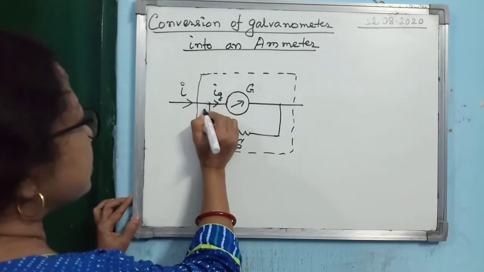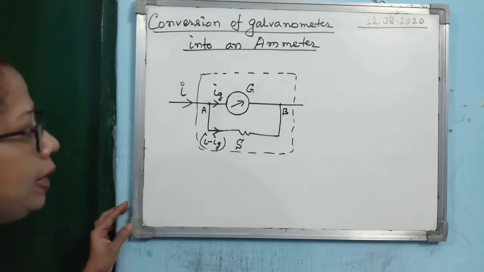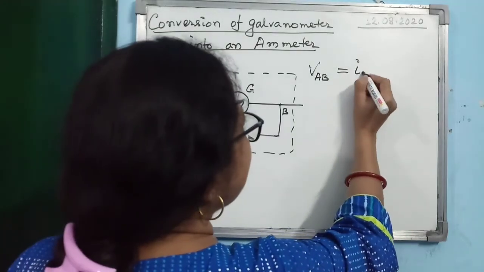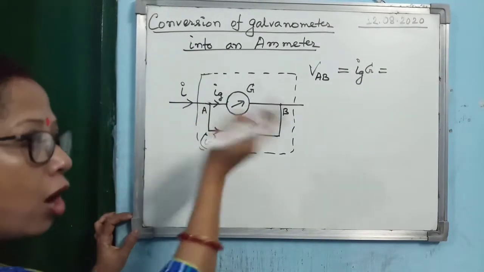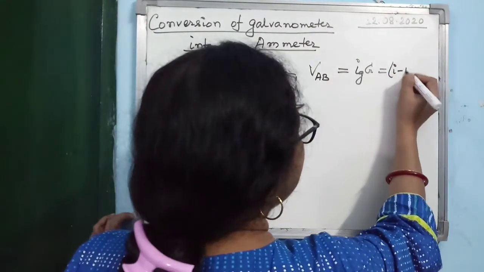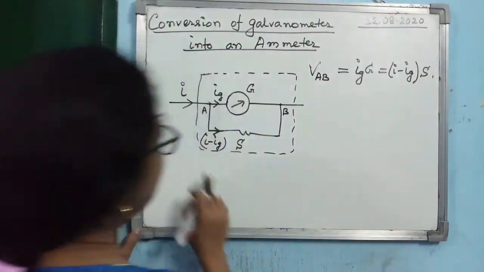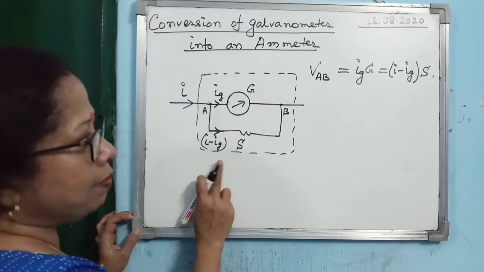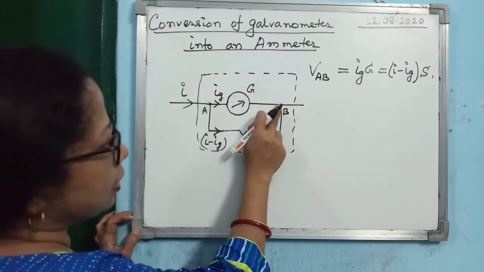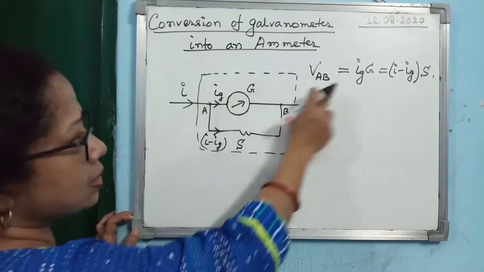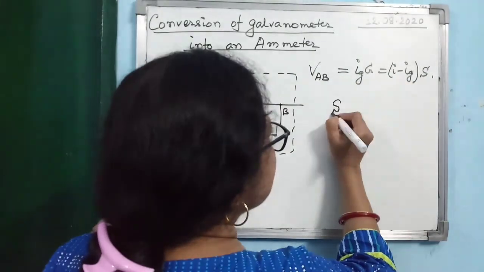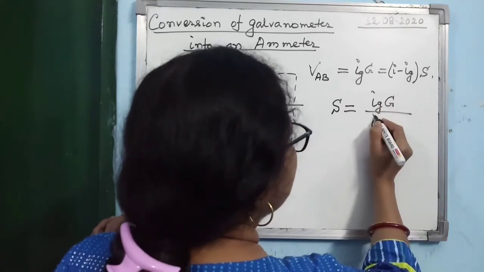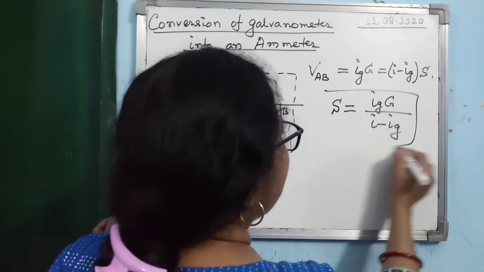Alright. Now if you consider these are the 2 points A and B, then you see the potential difference between A and B you can write as Ig into G. Or you can write it as I minus Ig into S. If you consider this branch, what is the potential difference? Current into resistance, I minus Ig into S. If you consider this branch, what is the potential difference? Current into resistance, Ig into G. So you see, what is the value of the shunt to be chosen? S equals Ig into G divided by I minus Ig.